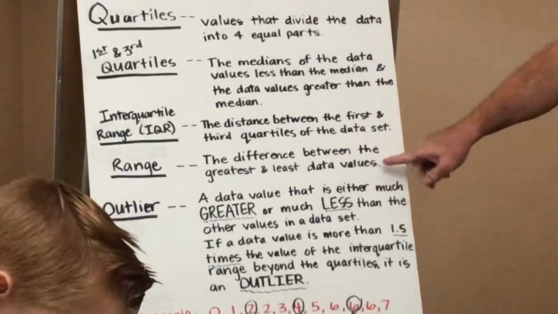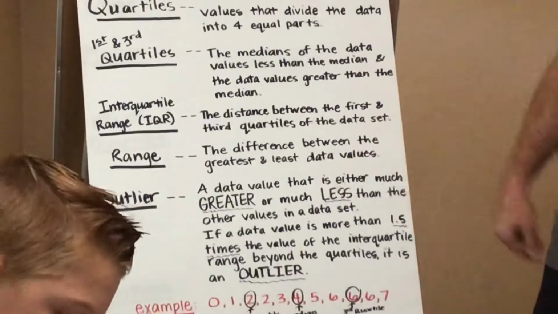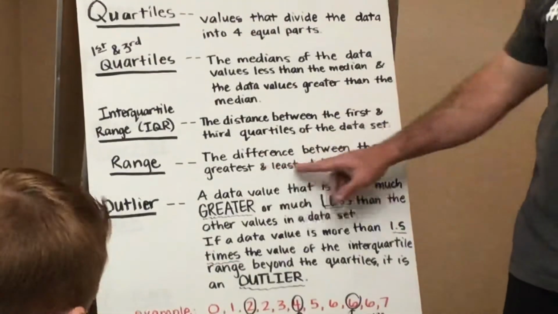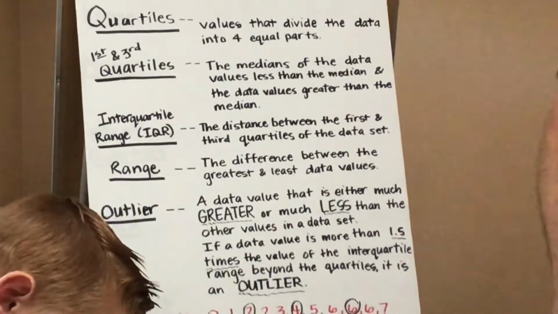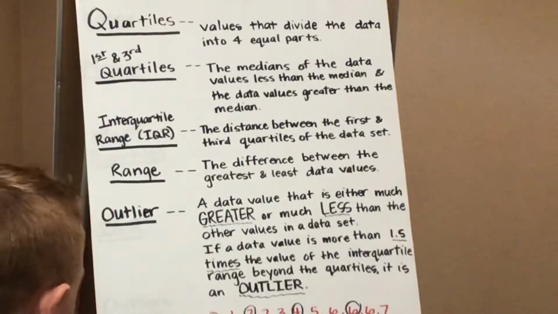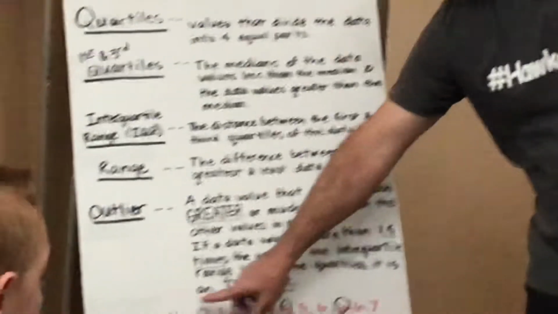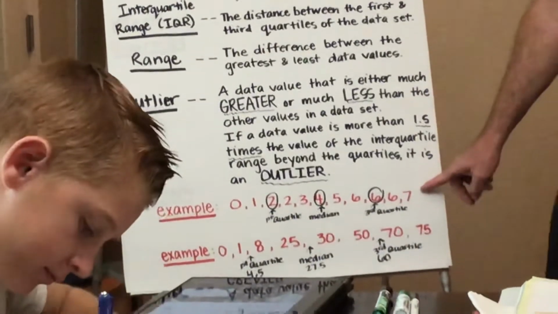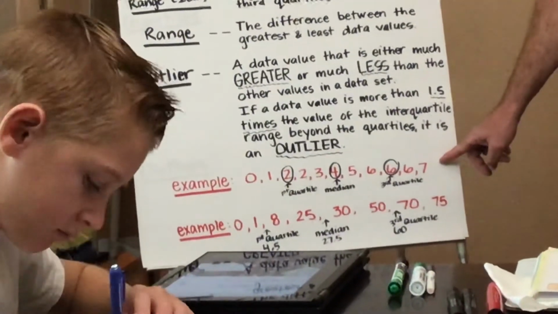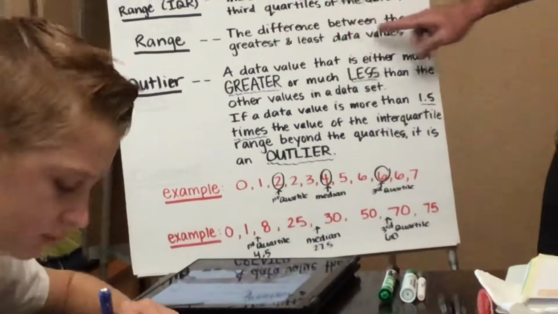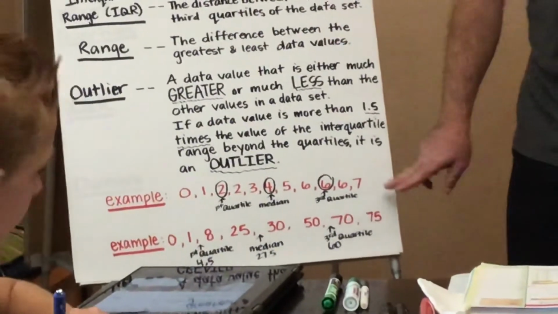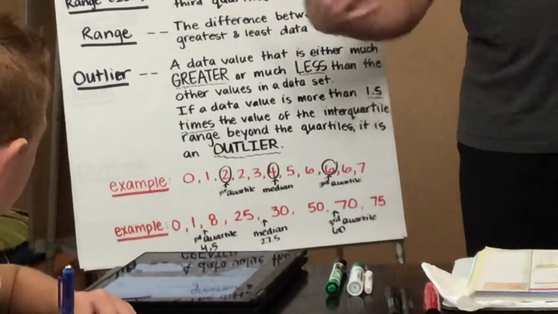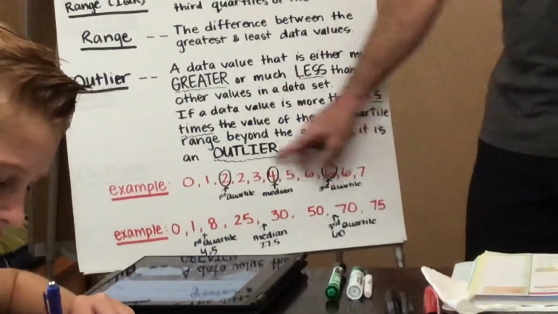It might have made a little more sense for me to explain this word first, maybe. The range. This one's pretty easy. This is the difference between the greatest and the least data value. So if we have a set of numbers, you can even look at these numbers down here. We got from 0 to 7. What's the range? It's the difference between the greatest and the least data value. So what's the difference between 7 and 0? 7 minus 0 is? 7. So the range for this one is 7.